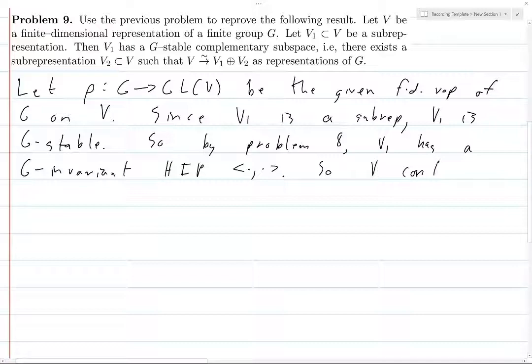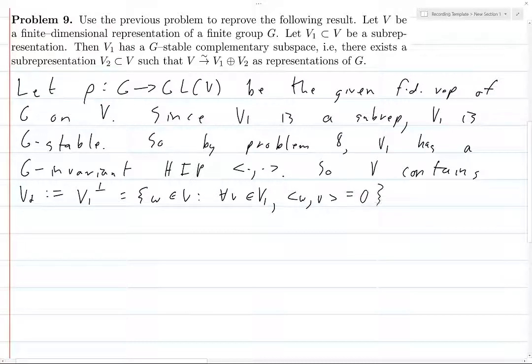So V contains V2, which we're going to define to be V1 perp, which is just the collection of vectors W in V which are perpendicular to V1, i.e. for every single v in V1, the inner product of W with v is going to equal 0. Certainly V2 is a subspace of V.